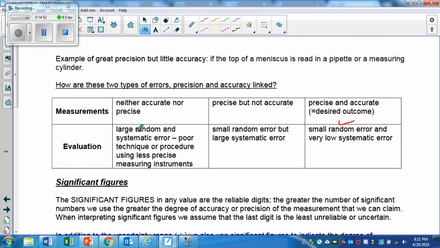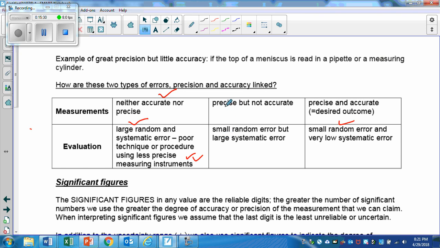In the evaluation, a large random and systematic error means that you have a poor technique or procedure, using less precise measuring instruments. So you're having both kinds of error, for neither accurate nor precise. That means this is the mistake that you made. So if this is the outcome of your experiment, let's say you calculated the density and the density is neither accurate nor precise, that means you have a large random and systematic error. You used not only a poor technique, but your equipment was not proper either.